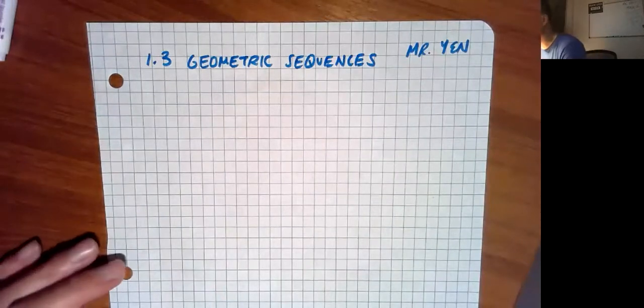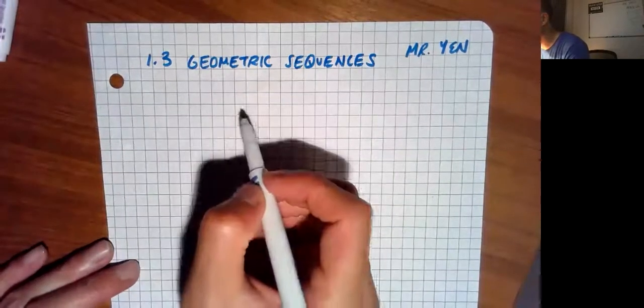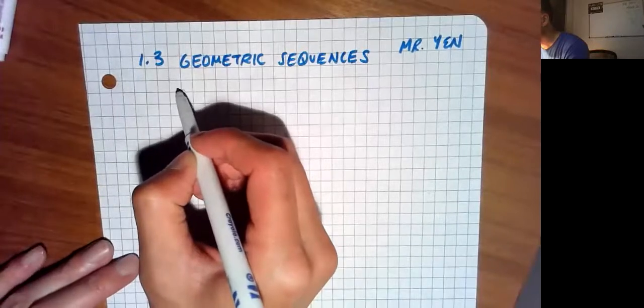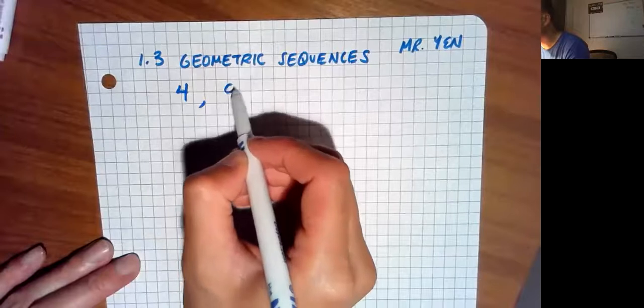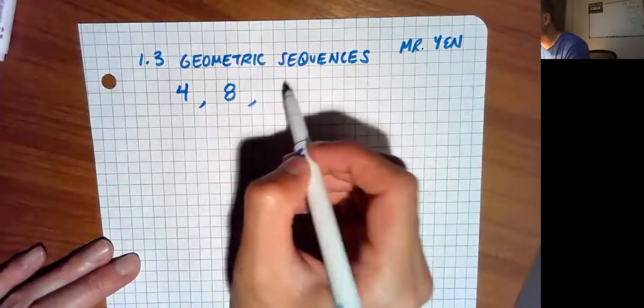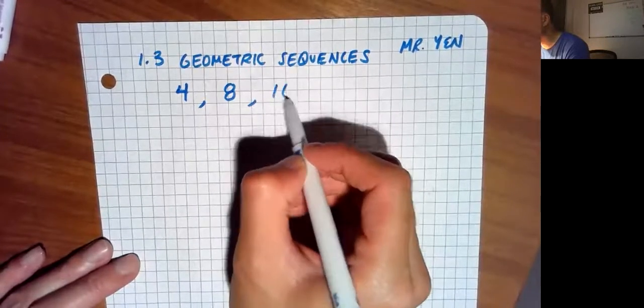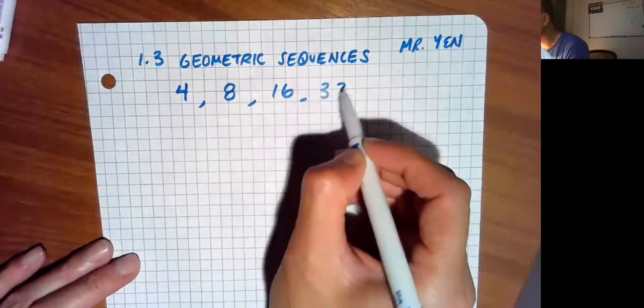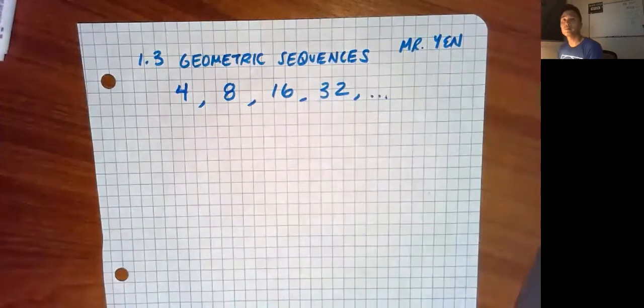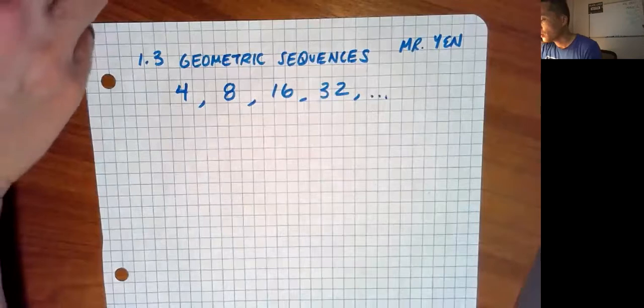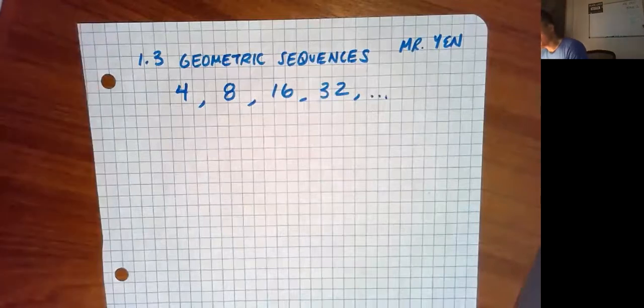Let's start with an example sequence, and in this sequence it's going to be 4, then 8, then 16, then 32, etc. Okay. So now let's take a look at our numbers and first try to think about, okay, what is the pattern here?